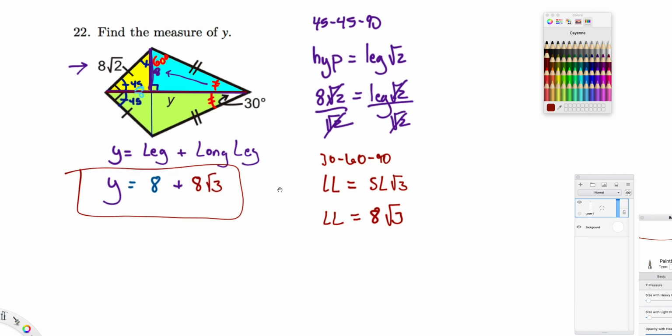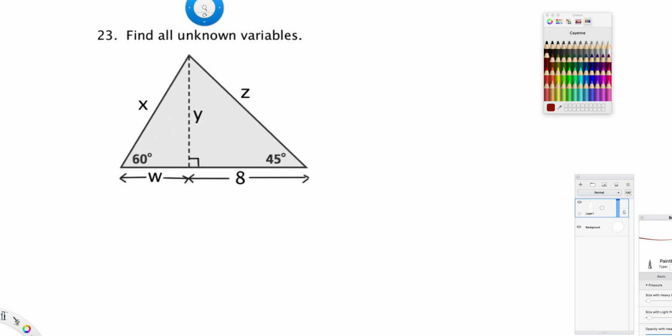Hopefully I'm still recording. Let's pop on to 23 and let's knock this one out. This one's actually a little bit easier than the other two, except for taking care of rationalizing a denominator. So we have a 45-45-90 triangle on this side, and we have a 30-60-90 on this side. They both share a leg. So it's the long leg for the 30-60-90. It is just the leg for the 45-45-90.